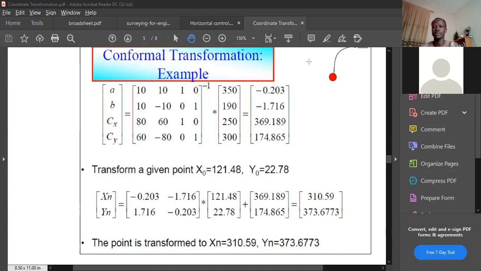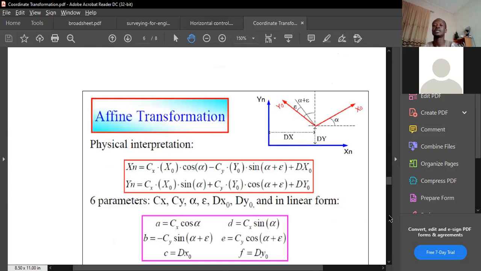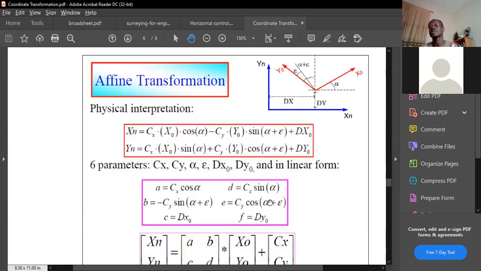We have the affine transformation. The affine transformation is a bit different. In that case, instead of having alpha, you have alpha plus epsilon. So as you can see, we apply alpha plus epsilon on the y-axis, and on the x-axis we apply alpha. That's the slight difference between the two. But then again, you end up with the parameters expressed in trigonometric functions. And there you go, A, B, C, D, E, F. Now you have 6 unknowns.